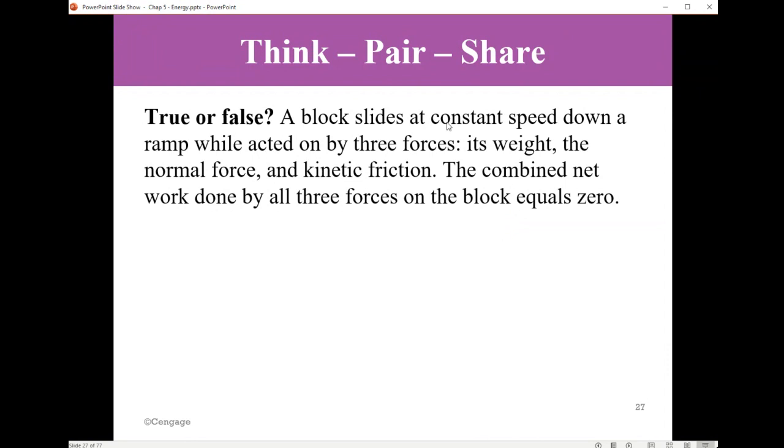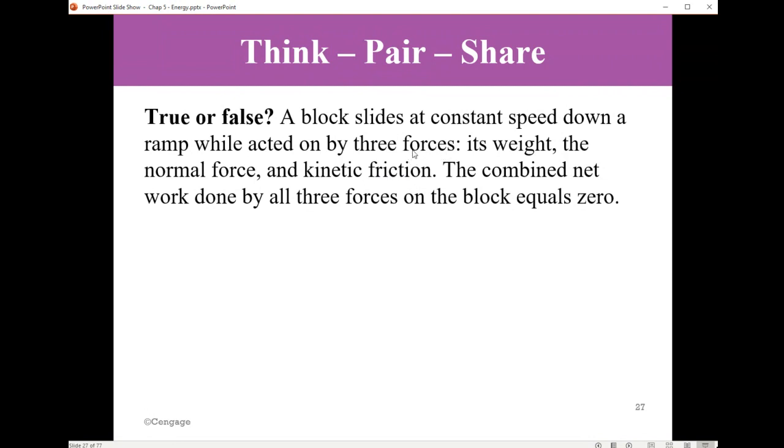Since it is a constant speed, it means no acceleration, right? If no acceleration, then the net force is zero. If the net force is zero, then the force that is driving the block forward is equal in magnitude to the kinetic friction force, which is acting in the opposite direction. They are equal in magnitude, right?